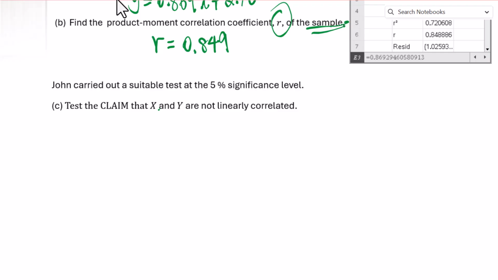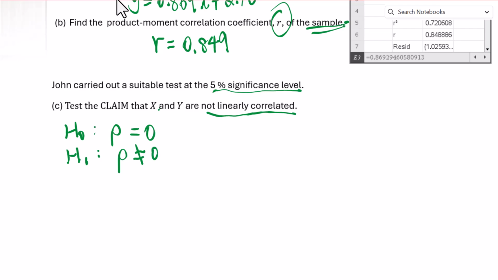John carried out a suitable test at a 5% significance level. Test the claim that X and Y are not linearly correlated. H0, rho equals 0. H1, rho is not equal to 0.